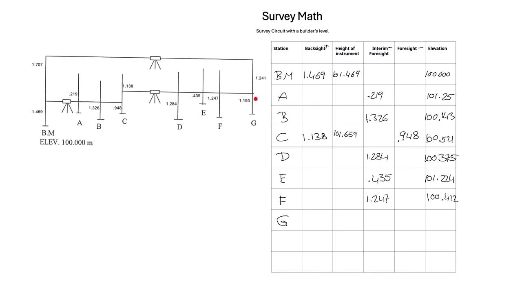Well, it looks like we have a foresight, and then after we're moving our instrument again, so we're also going to use G as a backsight, which means it's called a turning point, which also means that it has to go into the actual foresight column. And I'll show you why exactly at the end here, because we can do a little math to double check if we did things right.